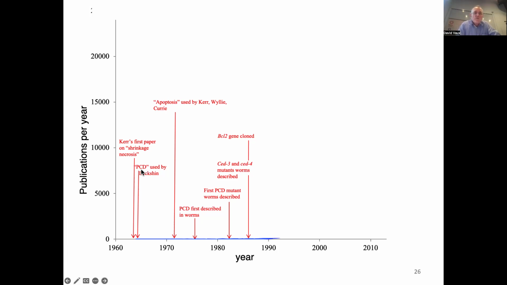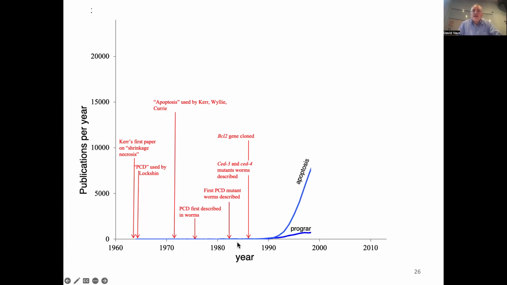Here's where the term programmed cell death was adopted by Richard Lockshin, who was looking at physiological cell death in caterpillars. And here's 1972 when the term apoptosis was adopted by Kerr, Wyllie, and Currie. Here is where programmed cell death was first described in worms by Bob Horvitz in his lab. And here's where the first mutant worms were discovered. This is when the ced-3 and ced-4 mutant worms were discovered, and I'll mention them more later. This is where the BCL2 gene was cloned by Yoshihide Tsujimoto, and still very few papers on cell death.